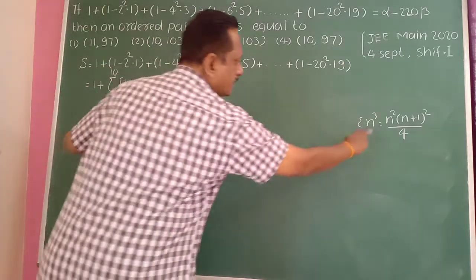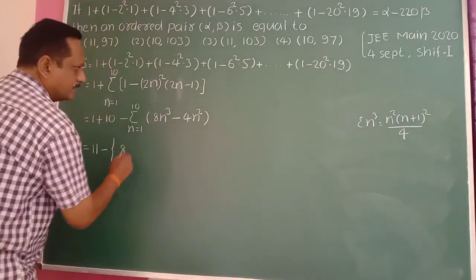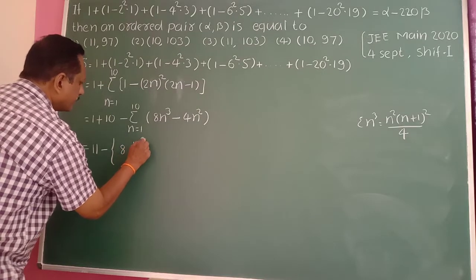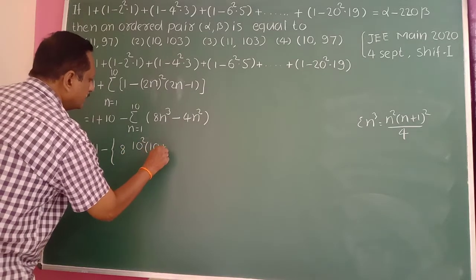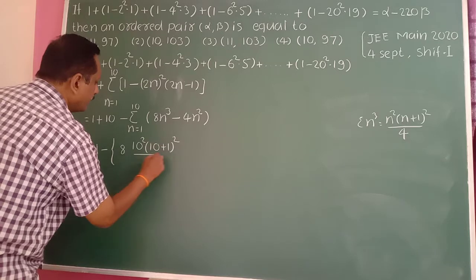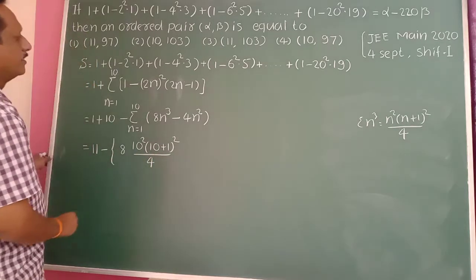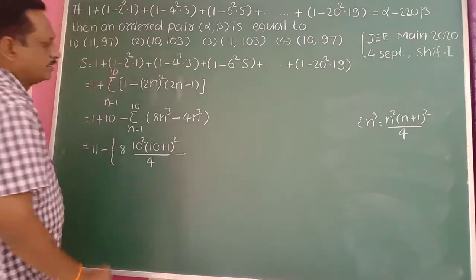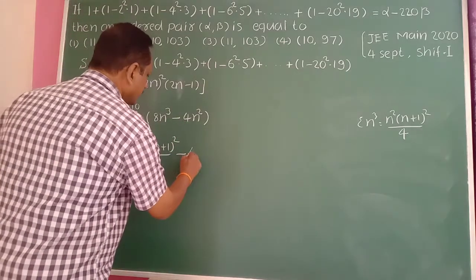Put n equal to 10 here. Therefore, 8 keep as it is, 10 square, 10 plus 1 whole square divided by 4. Then minus 4 keep as it is.